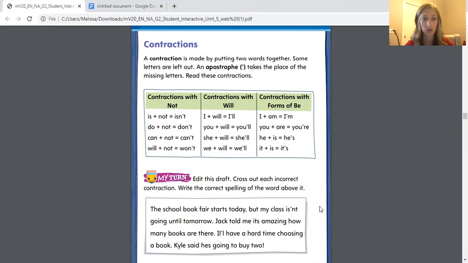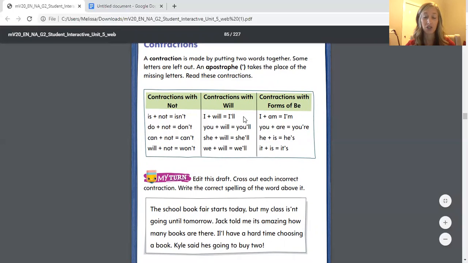So let's read these contractions. In this first column on the far left-hand side, these are contractions with the word not. So is not, do not, cannot, will not. Those words turn into the contractions isn't, don't, can't, and won't. In the second column in the center, we have contractions with the word will. I will, you will, she will, we will. Those words turn into the contractions I'll, you'll, she'll, we'll.